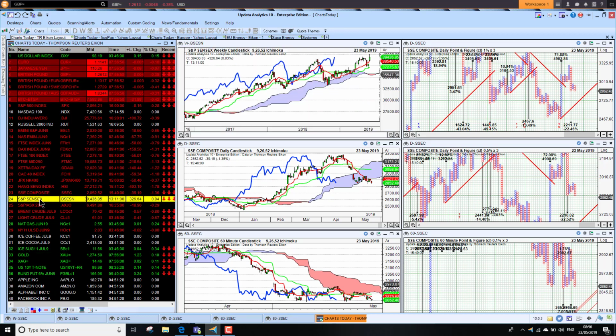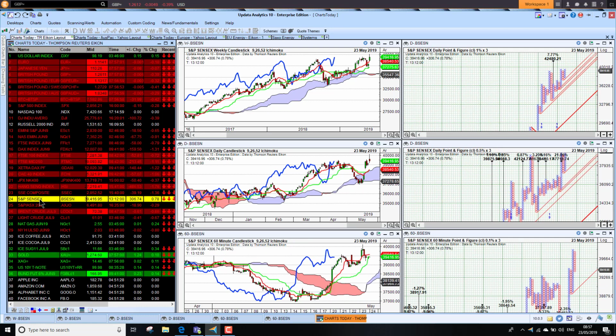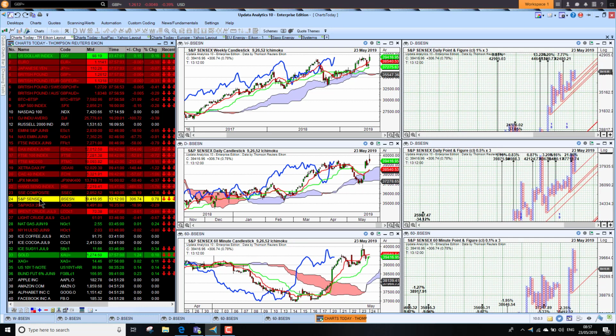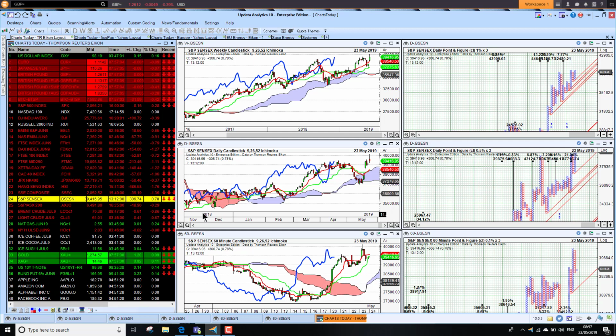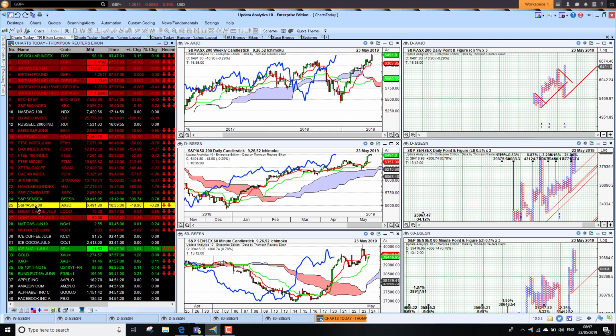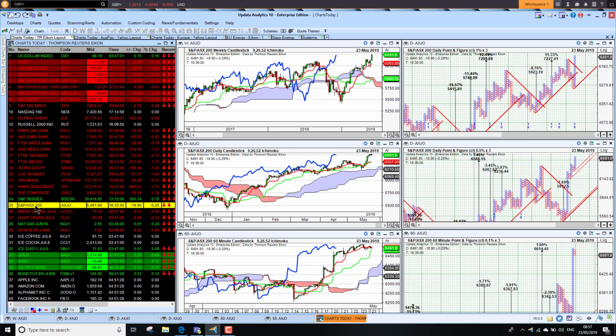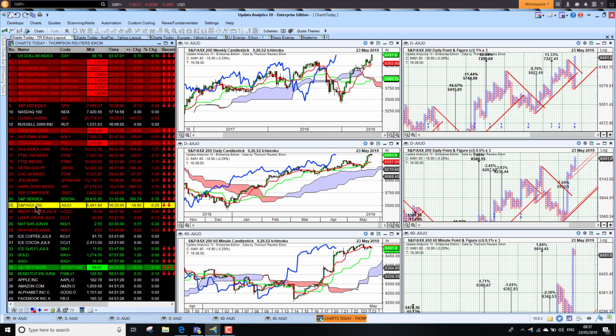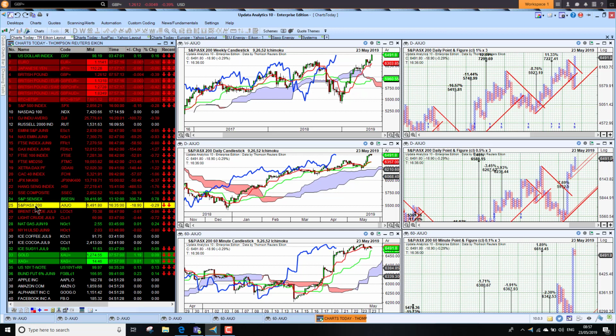The bright spot is the Sensex. That's actually up 0.84%, bullish on all 3 time frames. Lots of upside targets. Still the strongest looking market going. Looking at the Aussie market, down 0.29%. But the chart's looking pretty bullish. It has broken to a clear new high and has had a very good week this week.